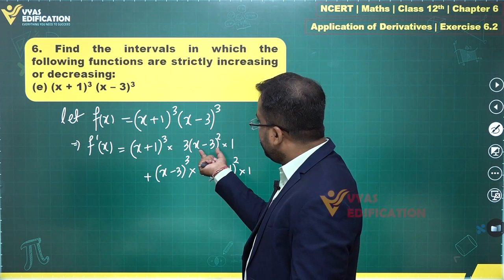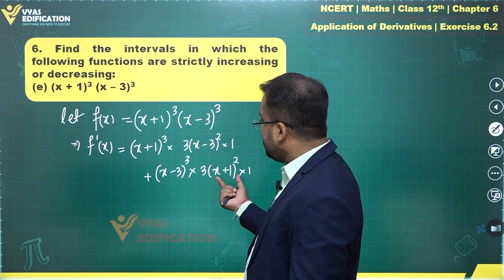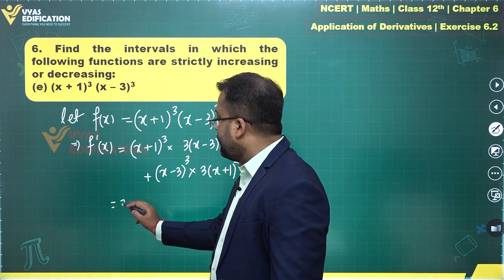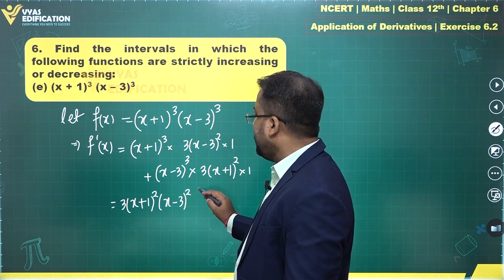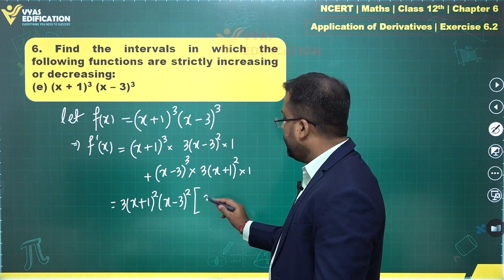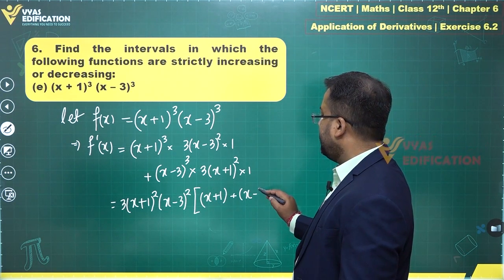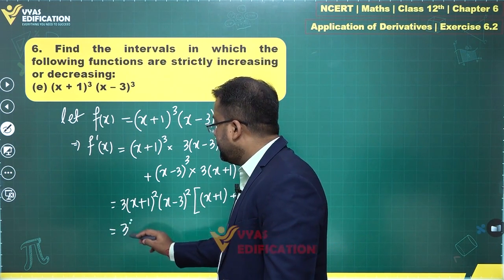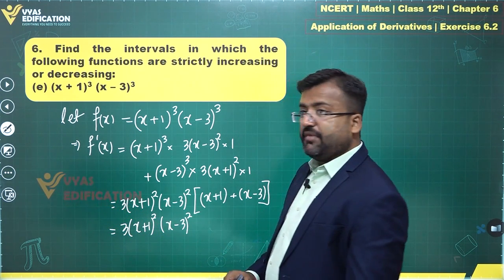Now, can you factorize this derivative f prime x? Yes, you observe that (x minus 3) whole square can come out common. Similarly, (x plus 1) whole square can come out common from this term and this term. Another factor of 3 can also come out common. What we'll get is (x plus 1) whole square, (x minus 3) whole square, and in the bracket what will remain is x plus 1 over here times 1, and here what will remain is x minus 3. Okay, this is what remains, right? So let's simplify this further. 3 times (x plus 1) whole square, (x minus 3) whole square is what I'm getting, right?